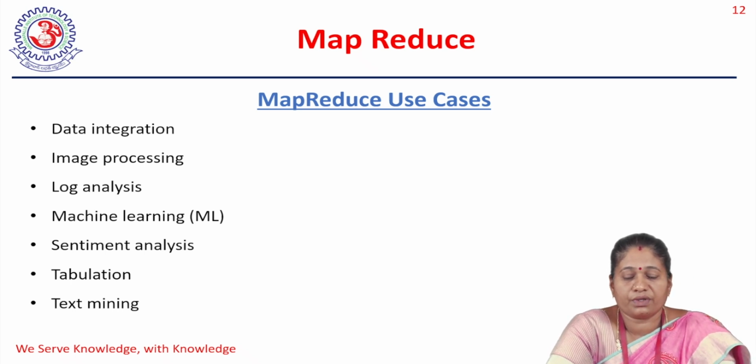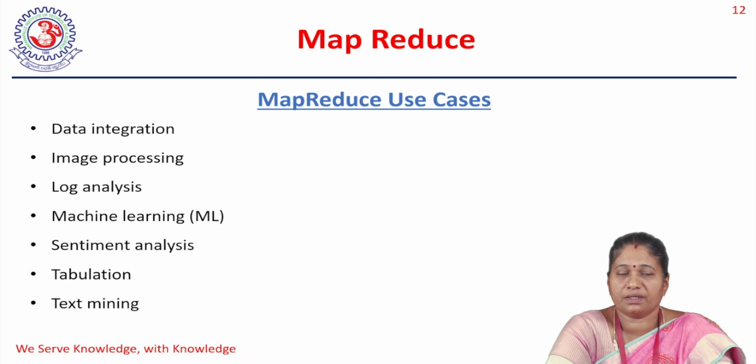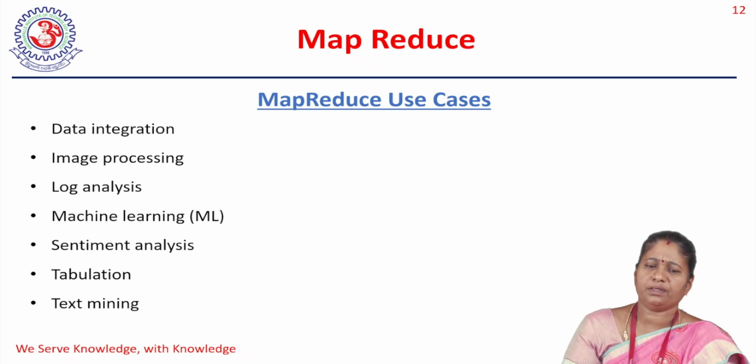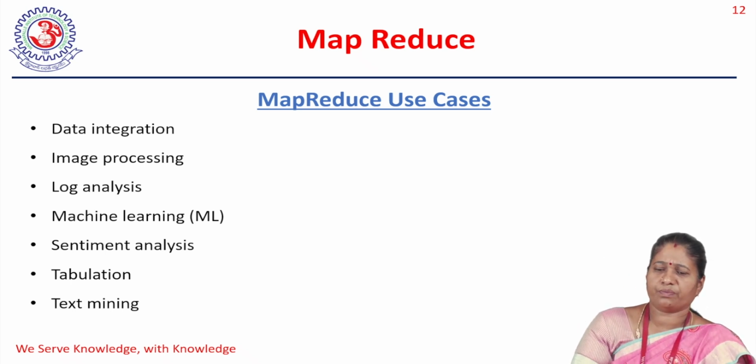Then we take it for log analysis. How many of them entered? How many of them exited? How many persons per second, hour-wise, how they log in, log off. The entire information we segregate in log analysis, and it will be useful in machine learning and for sentiment analysis. Here in sentiment analysis, the MapReduce concept will be very important. Another is tabulations and text mining. These are the main ways the MapReduce concept will be useful.